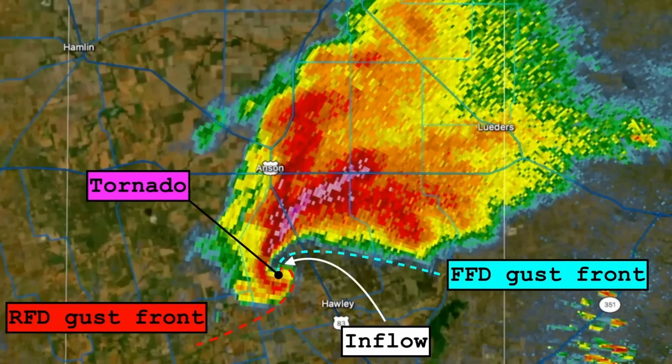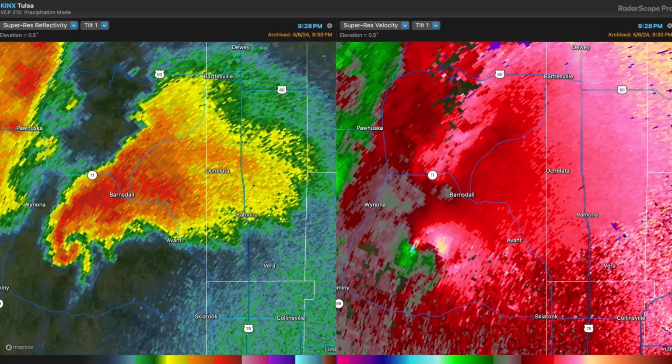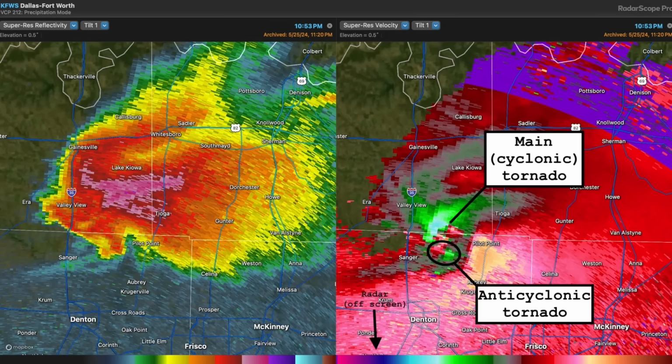As we discussed in the previous episode, tornadoes tend to occur at the interface between the forward flank and rear flank downdraft gust fronts. Often, you can make out the rear flank downdraft gust front in reflectivity data as a fine line draped downward from the tip of the hook echo, as well as in velocity data as a subtle convergence boundary wrapping into the TVS. Sometimes, anticyclonic tornadoes can develop near ongoing tornadoes, often along the rear flank downdraft gust front.